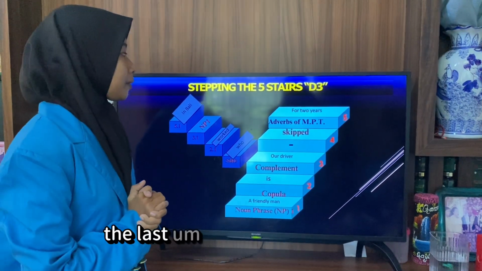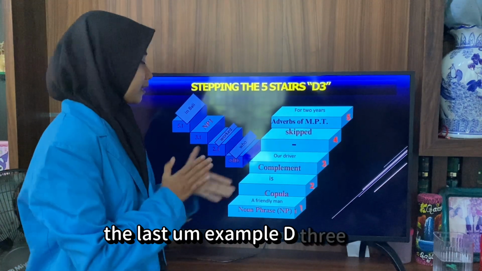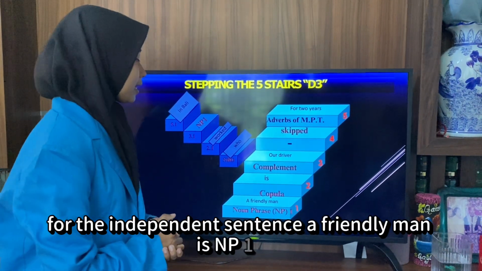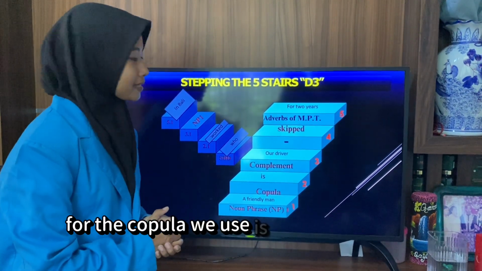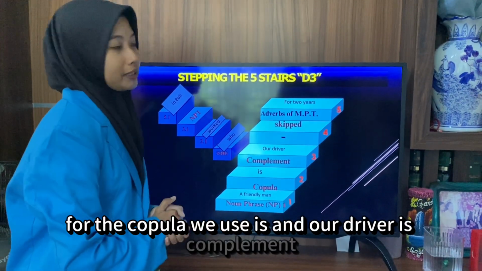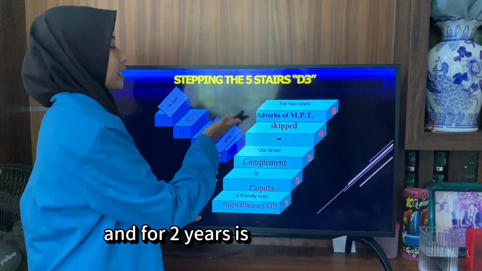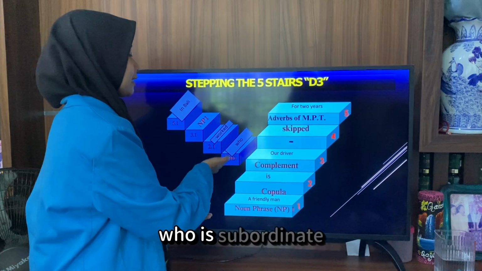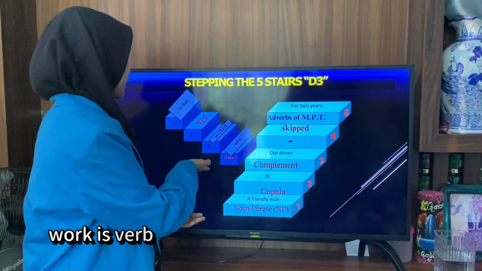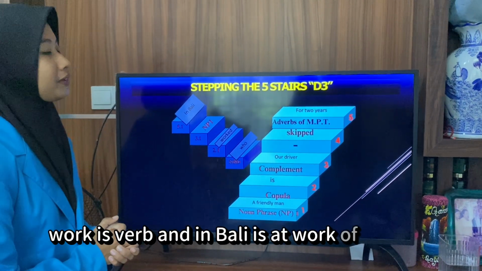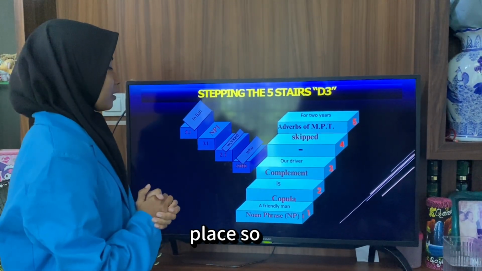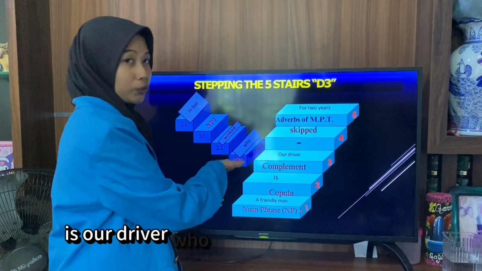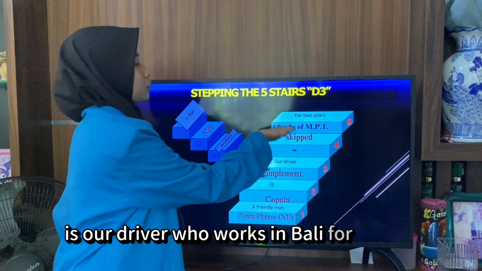Okay, the last example, D3. For the independent sentence, a friendly man is NP1. For the copula, we use is, and our driver is the complement, and for 2 years is adverb of time. For the dependent sentence, who is subordinating, worked is verb, and in Bali is adverb of place. So for the complete sentence: a friendly man is our driver who worked in Bali for 2 years.